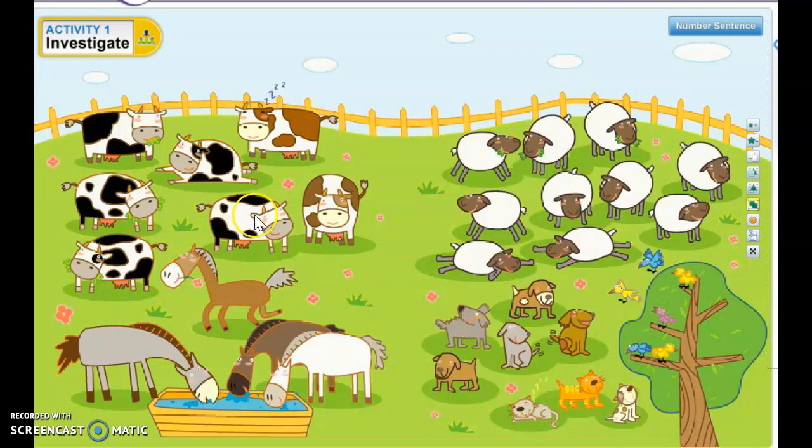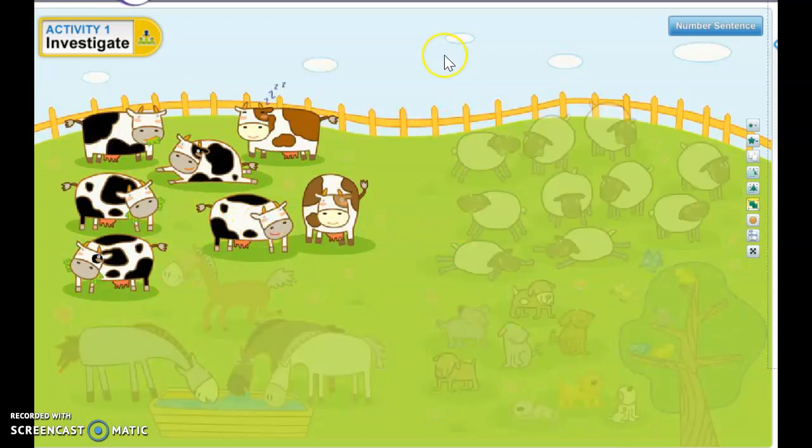And today we're going to focus on the cows first. So I'm going to click on them so that we kind of tune all the other animals out. And if I were to tell a story about these cows, I could look at it and say, okay, what is the same about some of the cows? What's different? There's a lot of different ways that you could look at this picture.